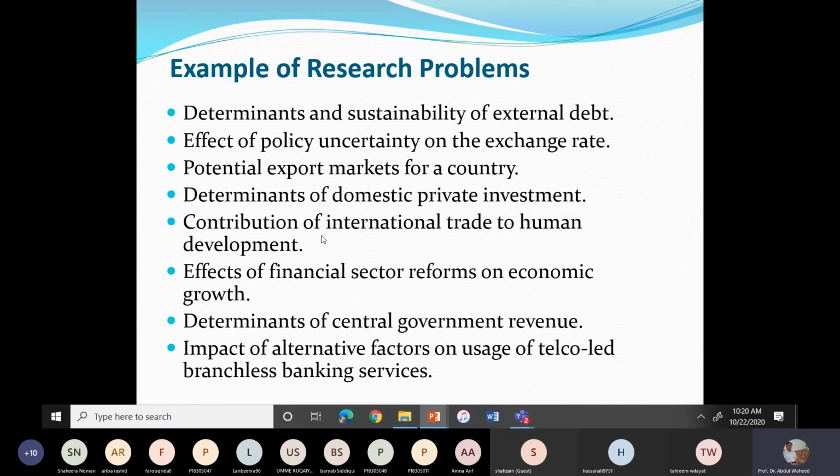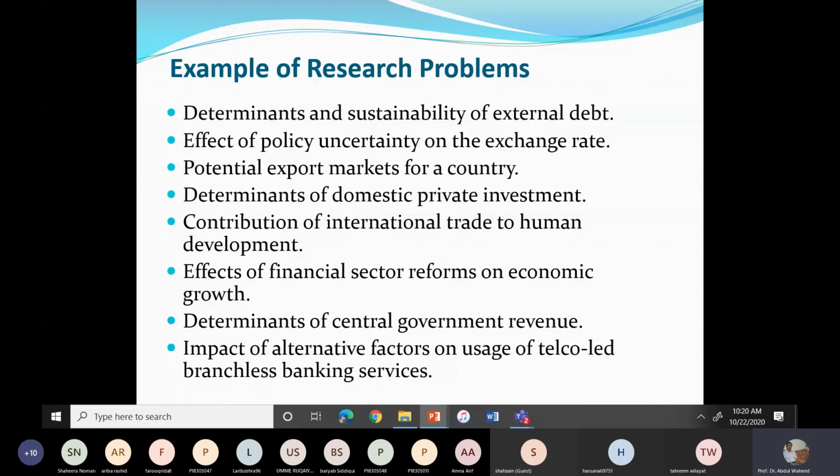This could also be a research problem. We want to know what are the contribution of international trade to human development. And then this could also be a research problem: effect of financial sector reform on economic growth. We want to see what are the effects of financial sector reform on economic growth.